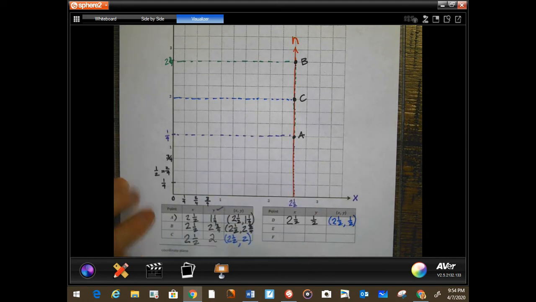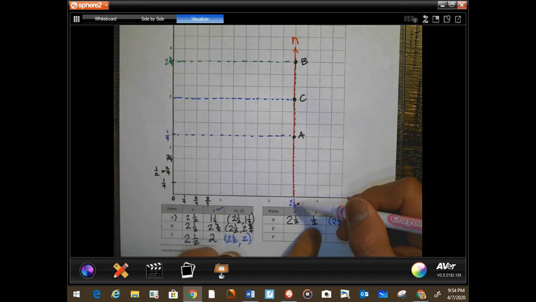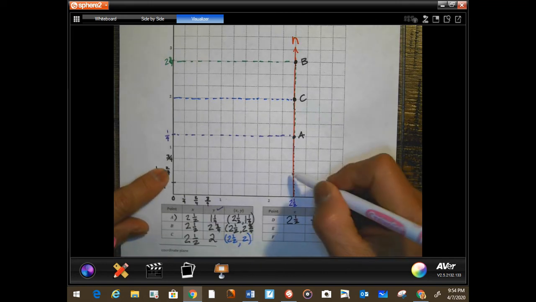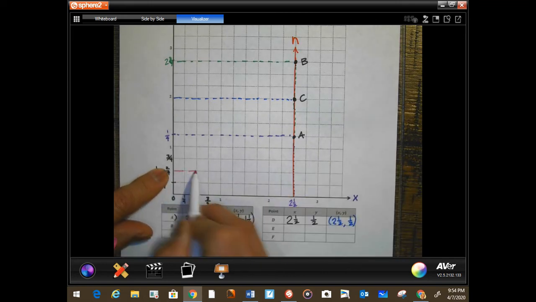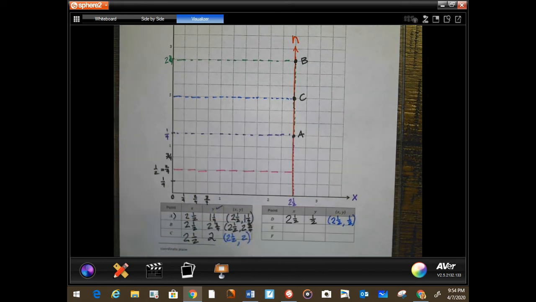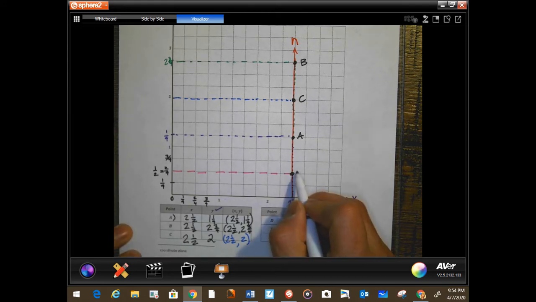2 and 1/2. So x is always 2 and 1/2 right here. So we're going to move. Look, this is 2 and 1/2. And for y, we're going to jump half only. So half will be right here. They will be meeting at this point where they intersect. So we're going to label this point D.